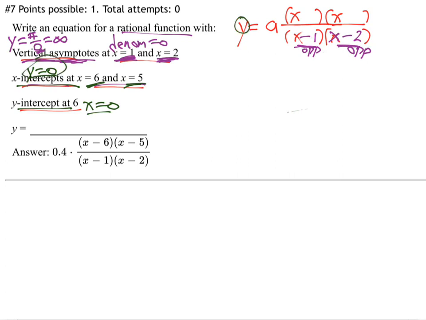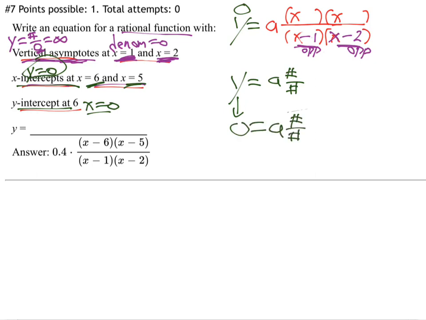Well, how do you make y, the whole function, 0? This is y. We're saying y is 0. And notice this is a fraction. Y equals a times number over number. If I said, hey, y is 0, how can all of this equal 0? Only if the top is 0. Remember, the only way you can make a fraction 0 is by making the top 0.